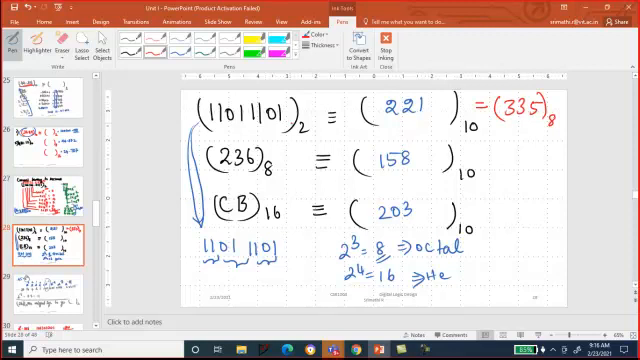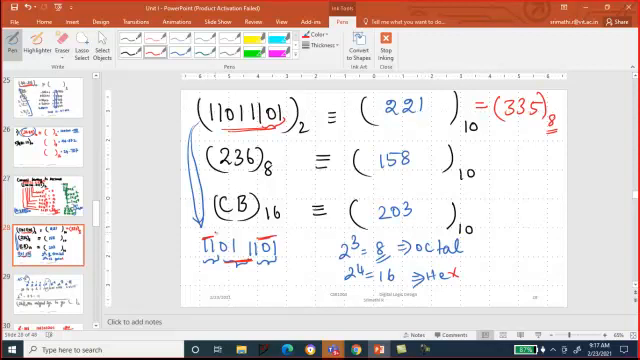See guys, look at this binary. If I combine 3 bits at a time, because what is the base of octal? It is 8. 8 can be written as 2 power 3, am I right? The base of a binary number is 2. So if I combine 3 digits of a binary, that will become an octal. If I combine 4 digits of a binary, that will become a hexadecimal. Now I have combined 3 digits here: first 101, then 011, and then 11.